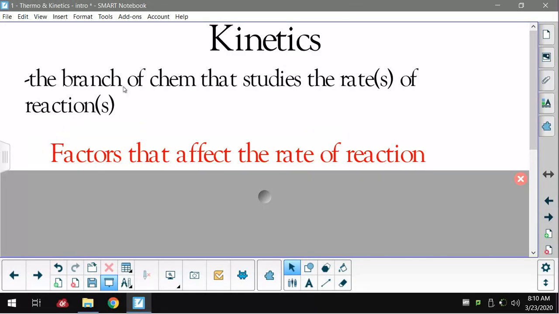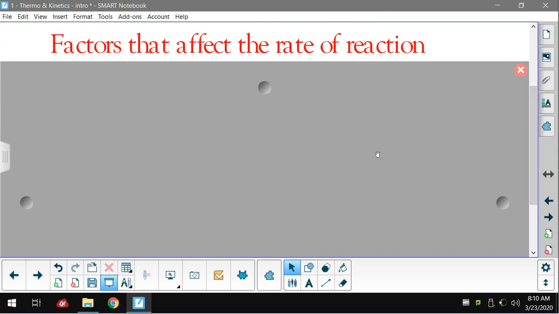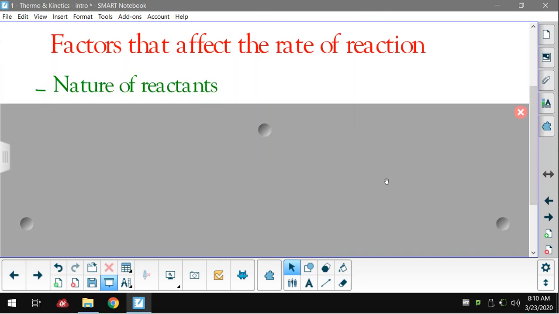So again, kinetics is how fast a reaction goes, and there are a couple of different things that affect how fast a reaction goes. These are the factors that affect the rate of reaction. The first factor is the nature of the reactants. If those two reactants are not similar, they're not going to be able to combine. If one's a gas and one's a liquid, they're never going to react. If one's a molecular solid and one's an ionic aqueous liquid, they may not react. They have to have similar nature, similar characteristics.